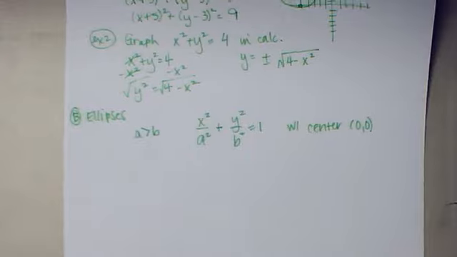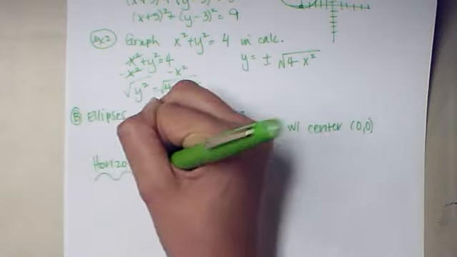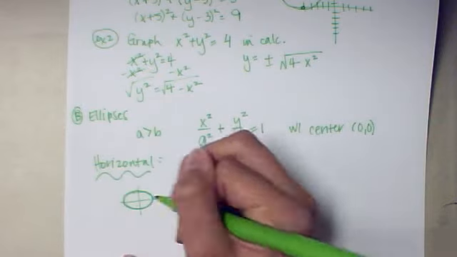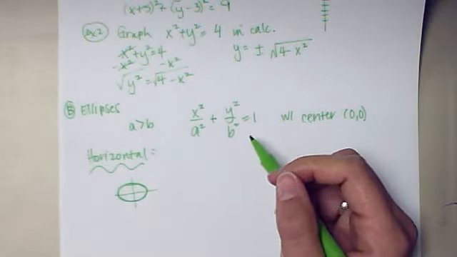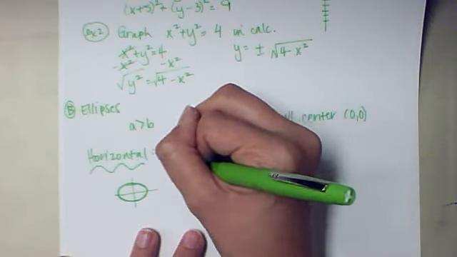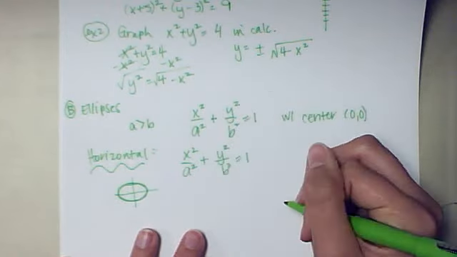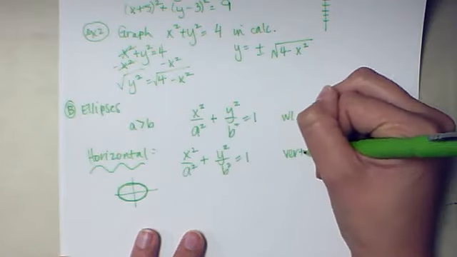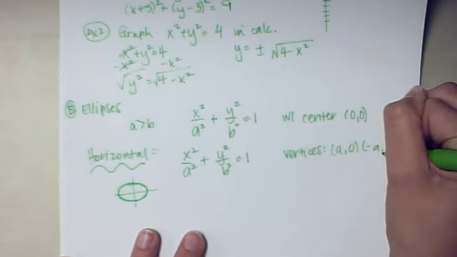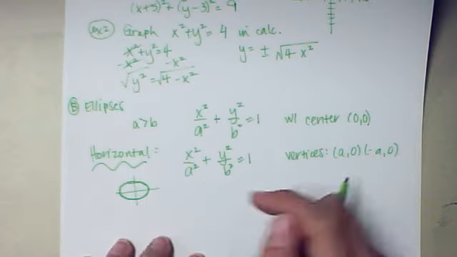And so let's talk about some of the properties. If we're talking about the horizontal version, a horizontal ellipse would be one that looks like this, where the fat part is horizontal. The vertices then, in the original form x squared over a squared plus y squared over b squared equals 1, are (a, 0) and (negative a, 0). So this would be a and negative a. A and negative a here comes from this number.